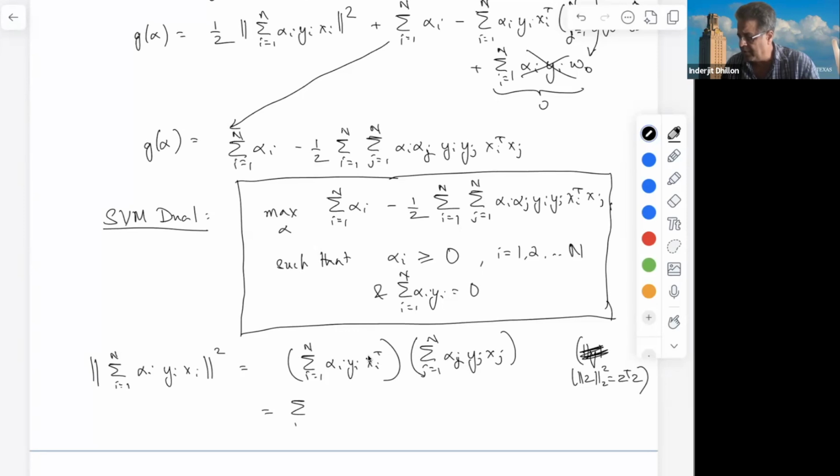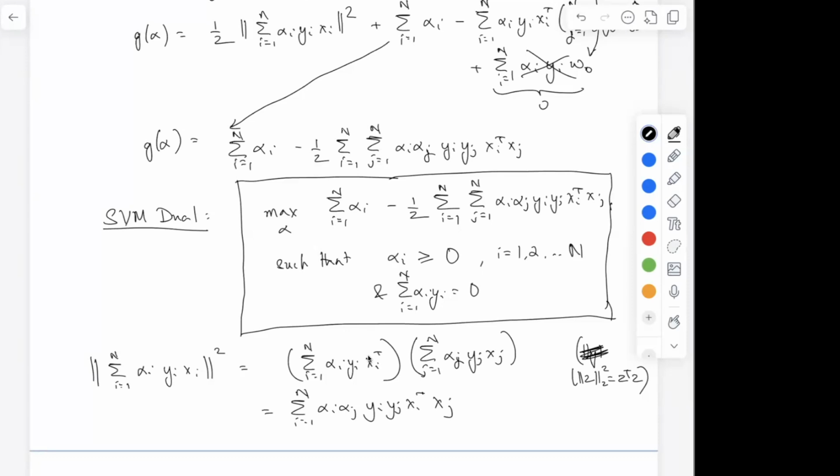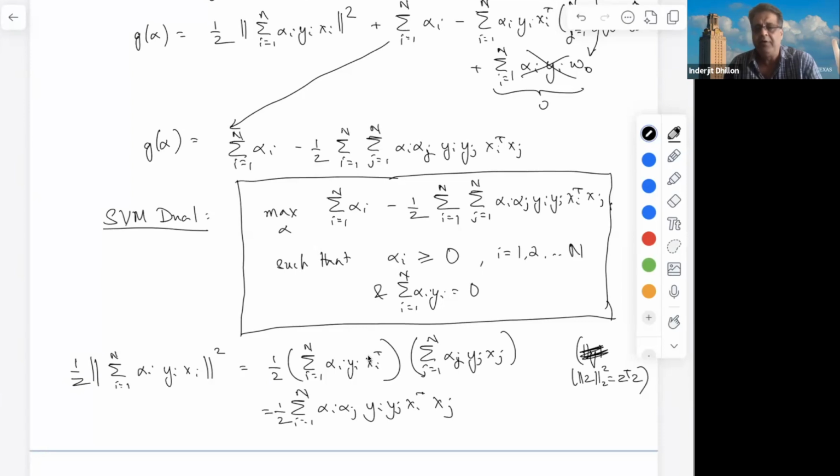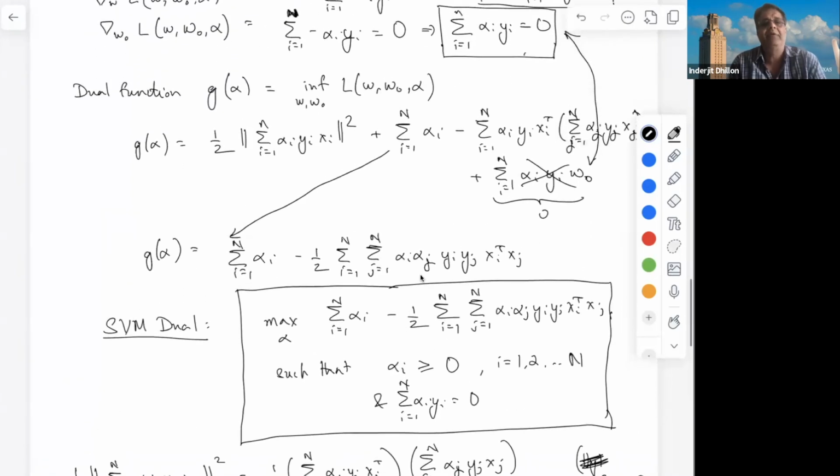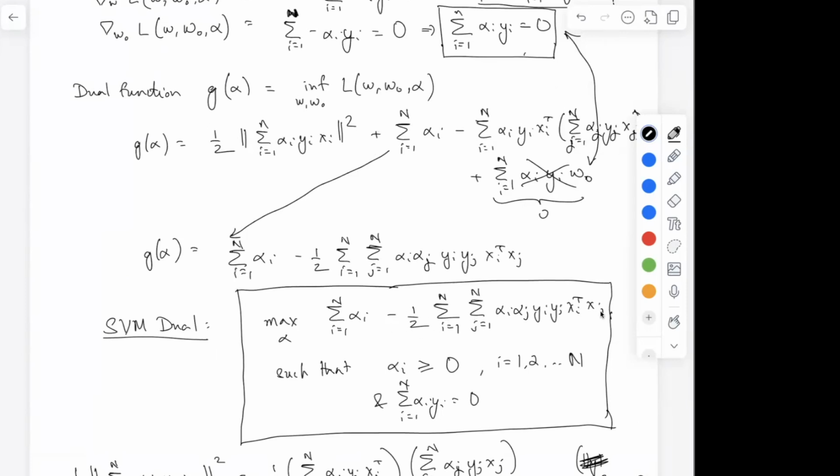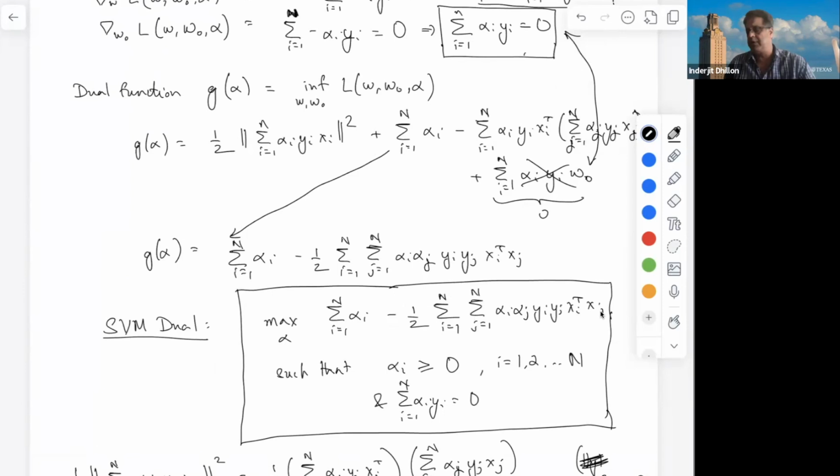Yeah, if that's clear, then the next step should not be too difficult. It's basically just sum over i equals 1 through n, alpha i, alpha j, yi, yj, xi transpose xj. Correct? If I expand this out. Yeah. So half of this will be half of this, which is half of this. And what has happened is that there's a half over here, there's a minus 1 over here. So that combines to give minus half over here. I see. Okay. Yeah, that makes sense. Okay, great. Thanks for the question.